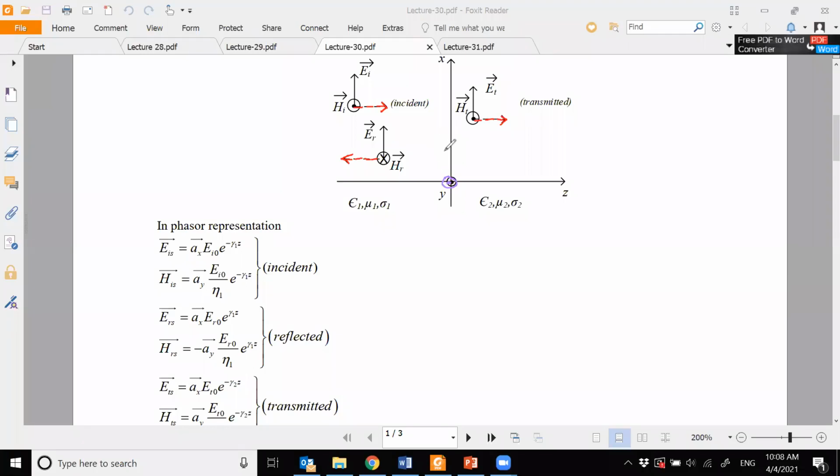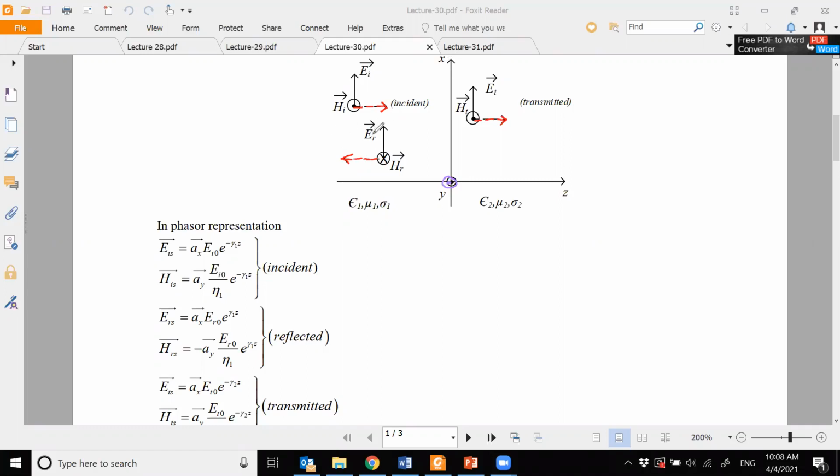Now, how about the reflected one? When this is reflected, this is my reflected electric field. My reflected electric field is still along the X direction.